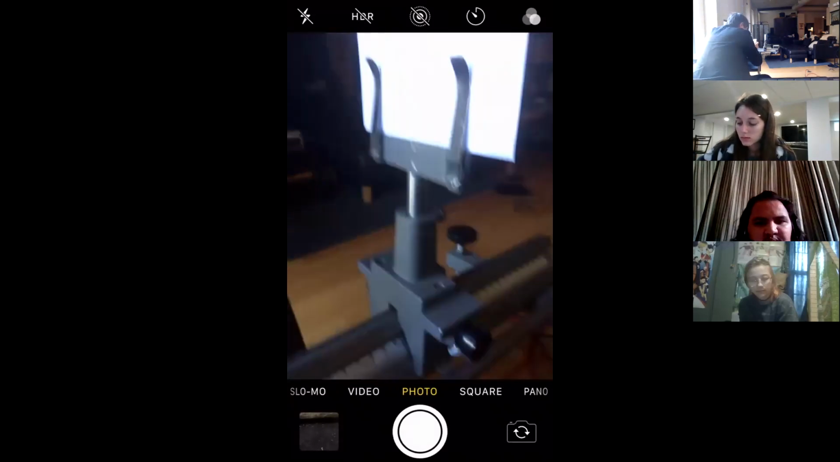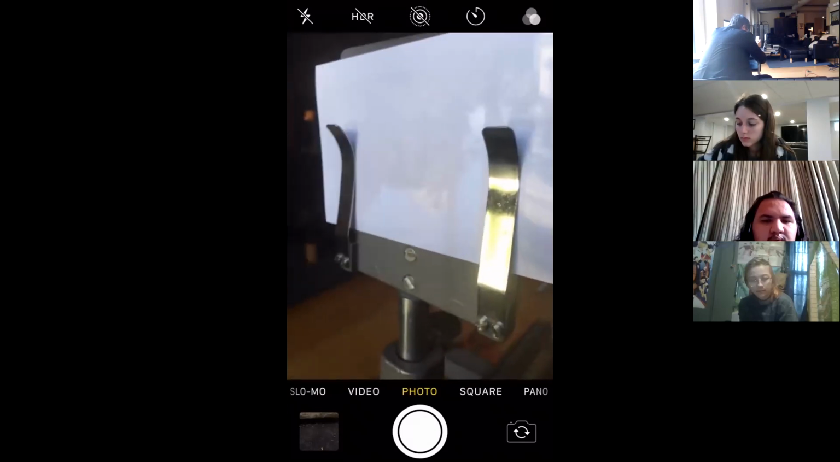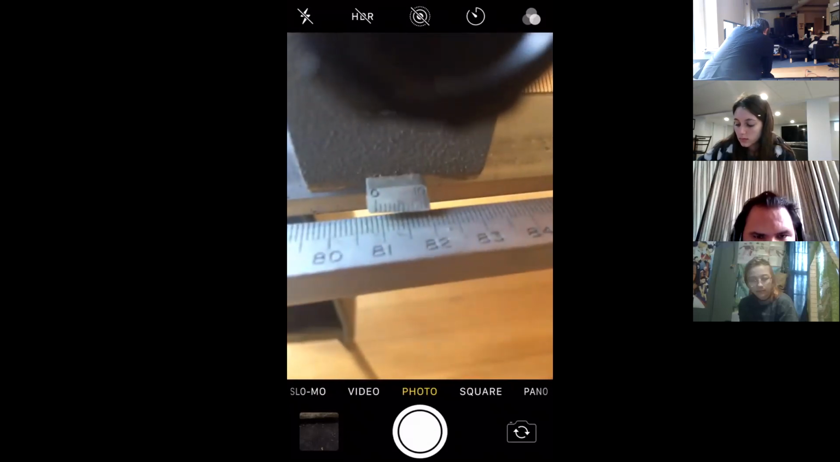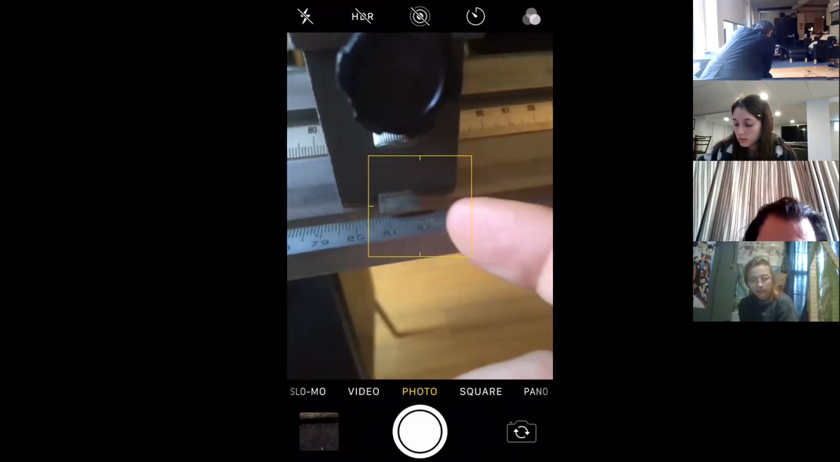In any case, once it's in focus at infinity, this is the principle behind how a camera obscura works. Let's try to take the measurements. So let's take a measurement here. What do you guys get? 81.3 or 4. It's 4.